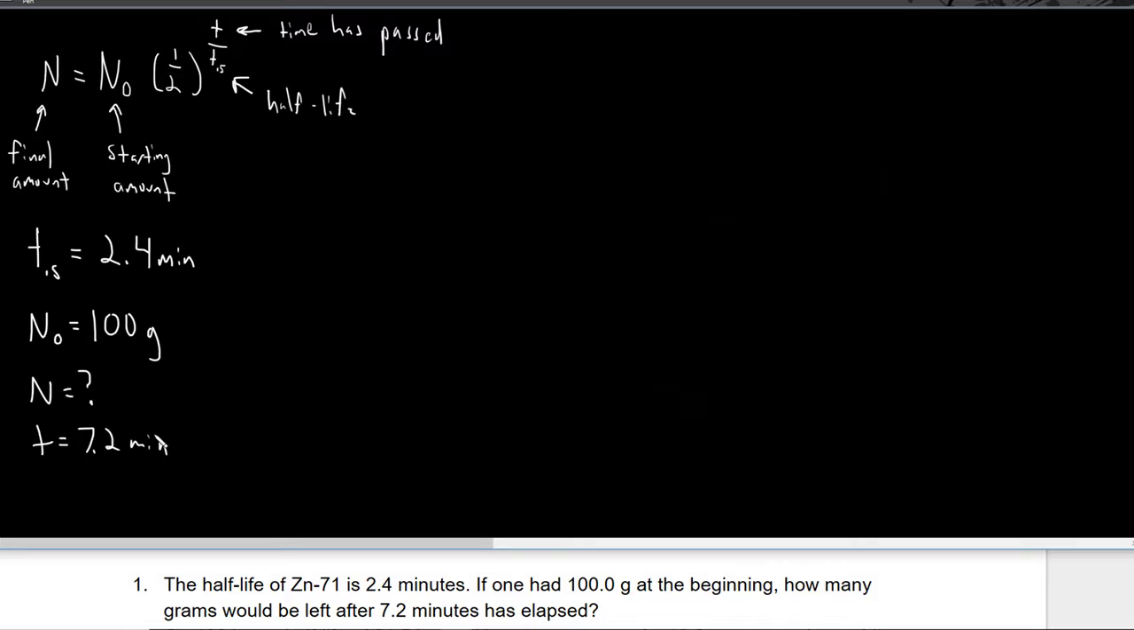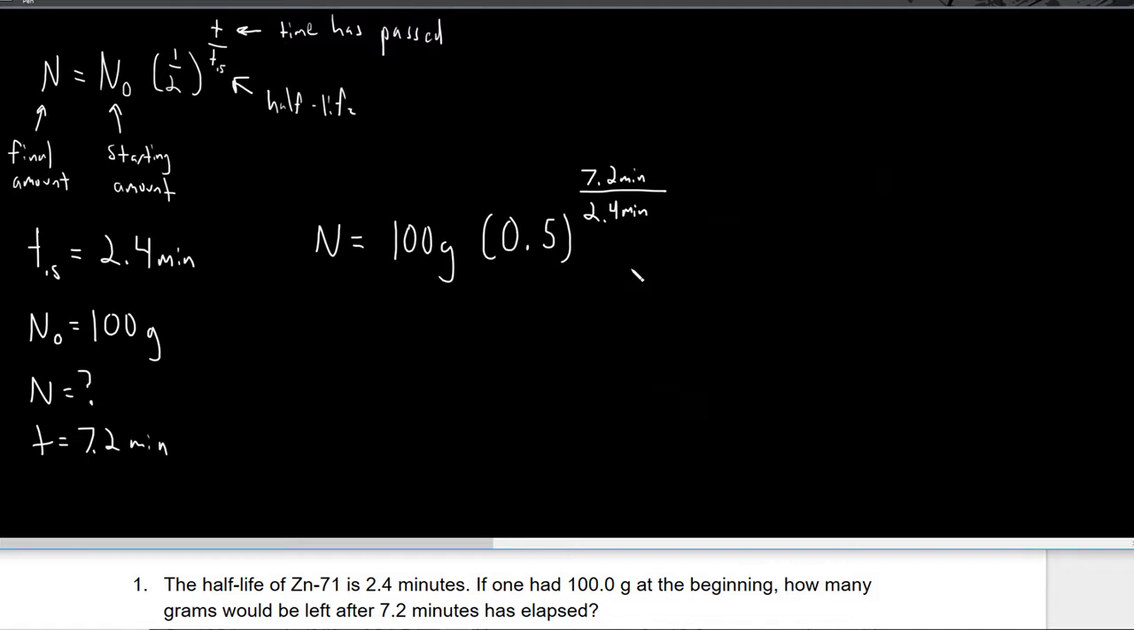So to figure this one out, I'm solving for N, which is really nice because then starting off by itself, I don't need to rearrange anything. I know that N is going to be equal to the starting amount, which is 100 grams, times 1/2. In this case, I'm actually even going to make it 0.5. And I'm going to raise it to T, which is 7.2 minutes, over the half-life, which the question tells us the half-life is 2.4 minutes. I like to set it up this way.